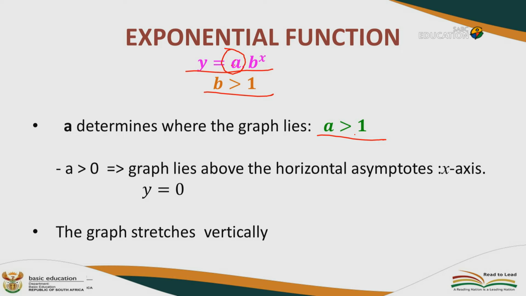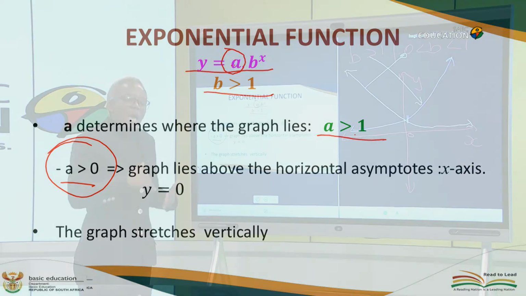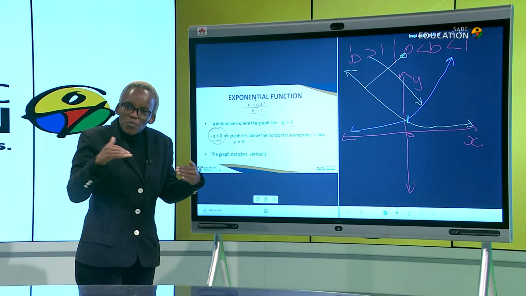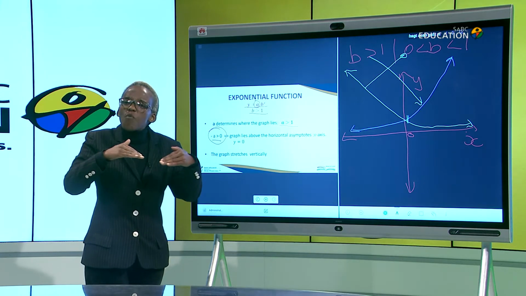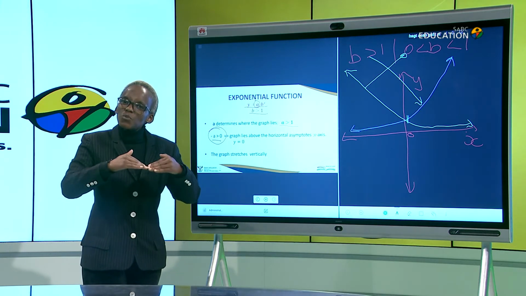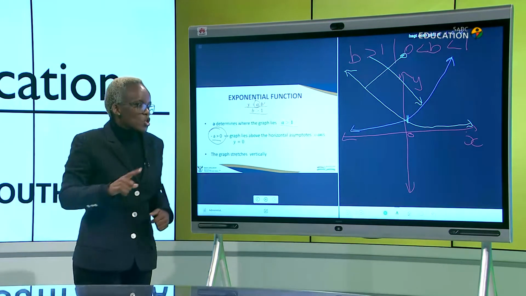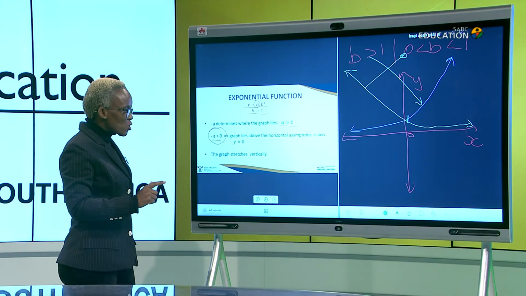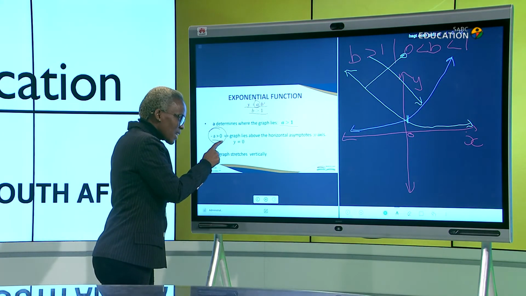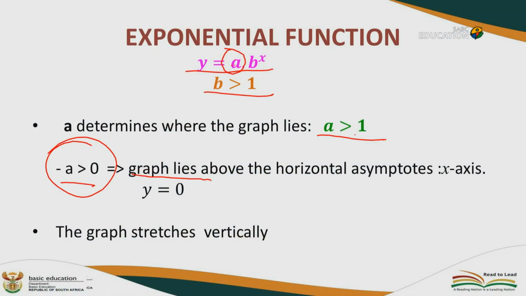Now, what does a do? A makes the graph lie above the horizontal asymptote. Now, when a is greater than 0, when a is positive, the graph will lie above the horizontal asymptote. Remember, we've seen those exponential graphs that they only have one asymptote, and that asymptote is a horizontal one. So it's only one asymptote, horizontal. So when a is greater than 0, the graph lies above the horizontal asymptote.